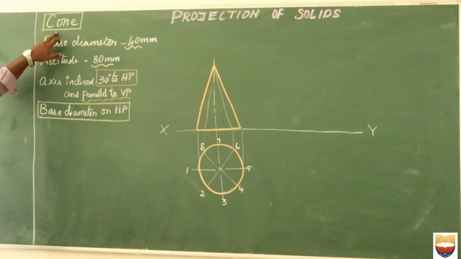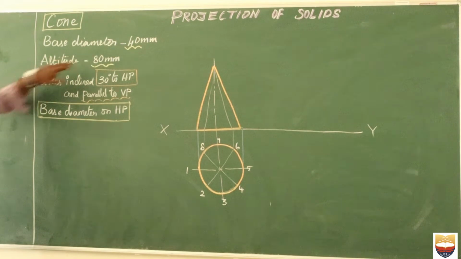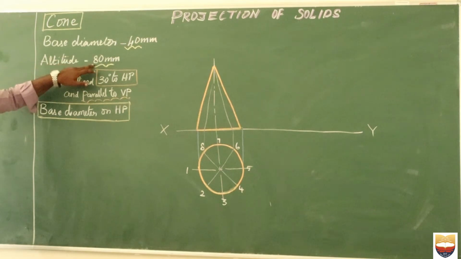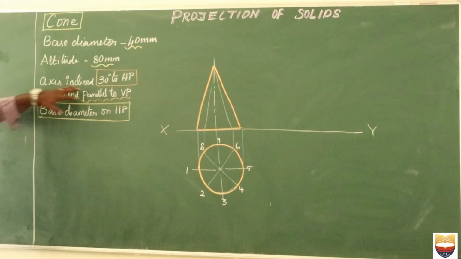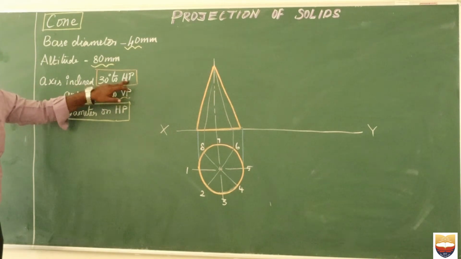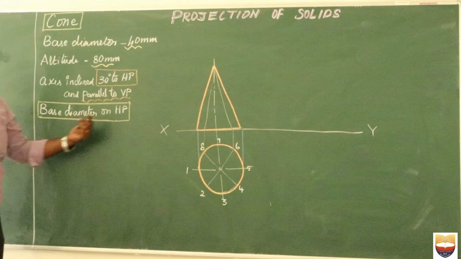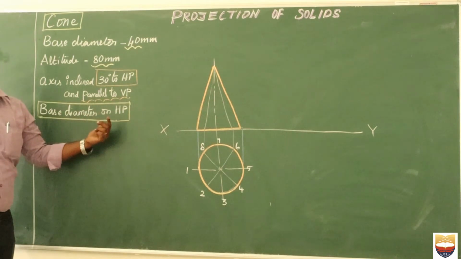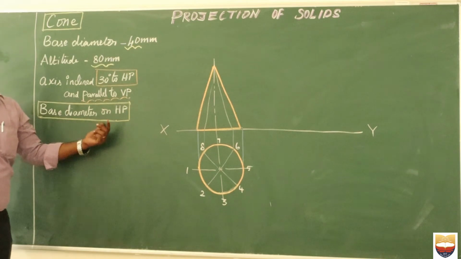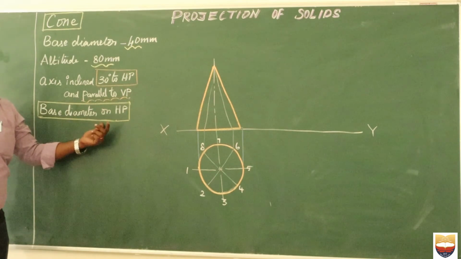Okay, the problem is given very clearly in the description. You can see the base diameter is given as 40 mm and the altitude, which is the height, is 80 mm. It is given that the axis is inclined at 30 degrees to HP, which means it is parallel to VP. And similarly, the base is on HP. So obviously, if the base is in the horizontal plane and you look from the top, we can see the circular shape.